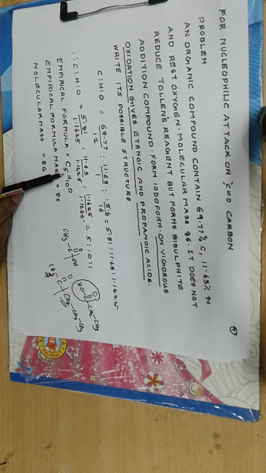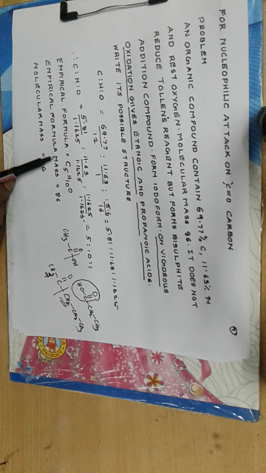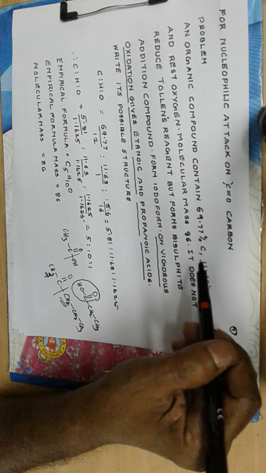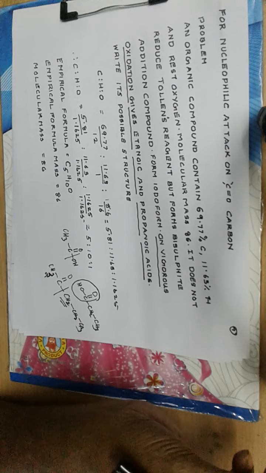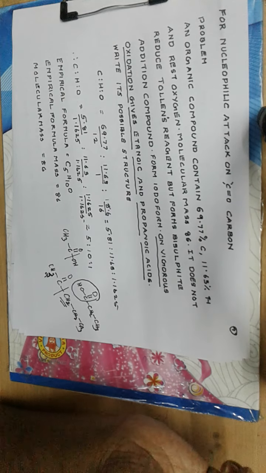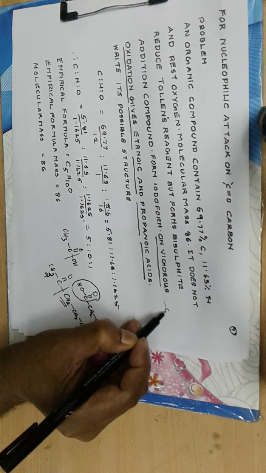So the empirical formula becomes C5H10O. The empirical formula mass is 86 and the molecular mass is also 86, so the molecular formula is C5H10O. Now, it does not reduce Tollens' reagent, so it is not an aldehyde. It forms a bisulfite addition compound, so it is a ketone, and it forms iodoform, hence a CH3CO group is present.